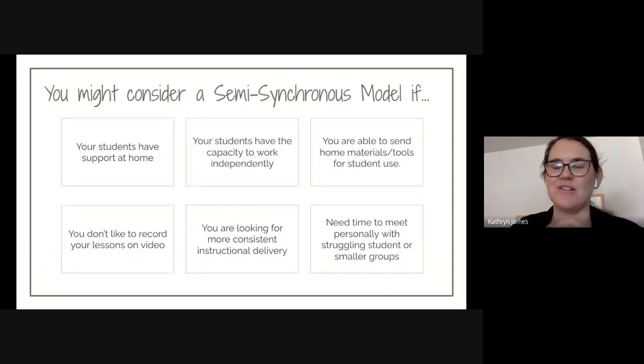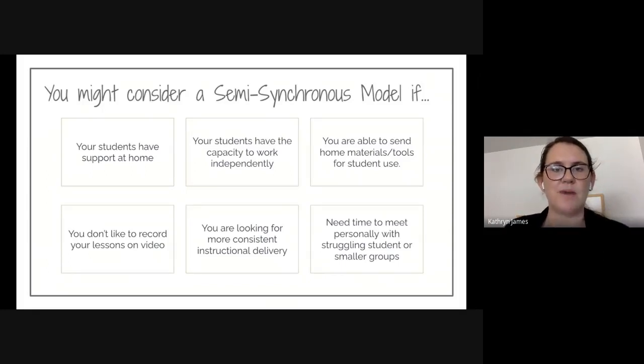If you don't like to record your lessons in a similar way, your students have that capacity to work independently, you're looking for a more consistent instructional delivery method, and you're able to send some materials, tools for students to use so they can engage in that same whole group lesson. And if you need time to meet personally with those struggling students or smaller groups, this would be a model that would benefit you the most.